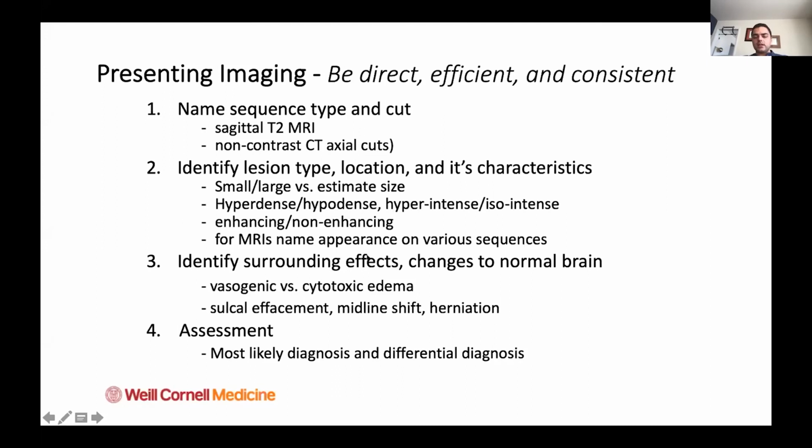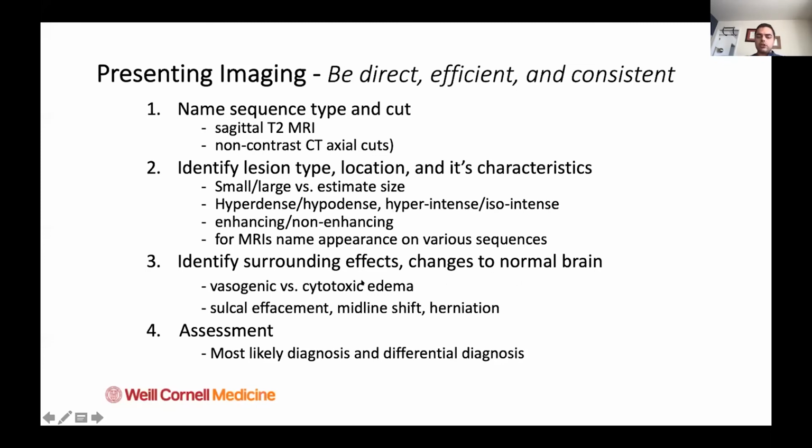Is it enhancing, non-enhancing? And for MRIs, you want to talk about how it appears on various sequences. So it's a T1 post-contrast enhancing lesion that shows signs of diffusion restriction. That's already leading you to think, okay, maybe this could be a GBM. Then you can move on to identify what surrounding effects and changes to the normal brain architecture you're seeing.